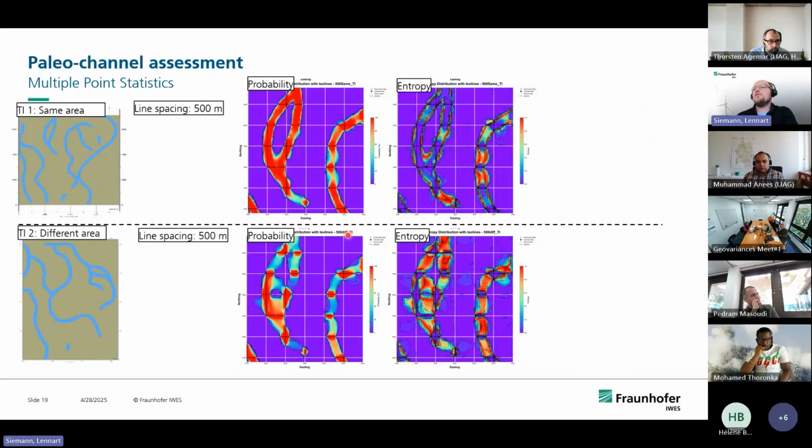And this is just a close-up of one area we made, with the probability to the left and the entropy to the right. It gives you the same but different information, I would say. But you can see the different performance here for a line spacing of 500 meters for the same training image, and then here also for the different training image, you see how it performs worse. The entropy gives another kind of information, with very certain being this purple area, and it maps out the boundaries of your results, which is also, I think, very nice.